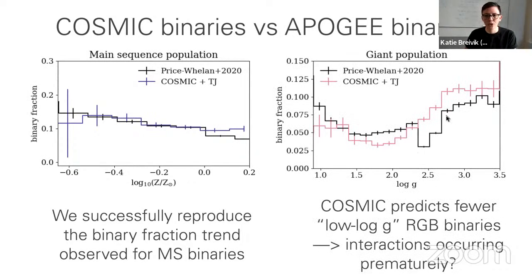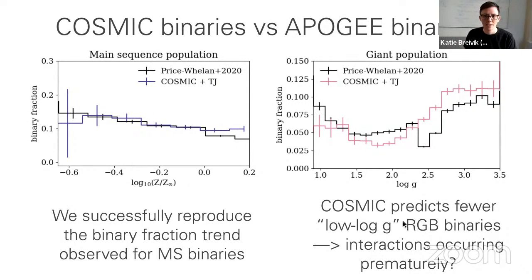We actually have a harder time fitting the giants, and that is probably because there's physics happening here. We predict fewer low log g, so fewer really puffy giants. And that means that maybe in our COSMIC models, we have interactions occurring more prematurely than is actually happening in the galaxy. This is something that we are trying to dig into now, but we don't have any clear results yet.